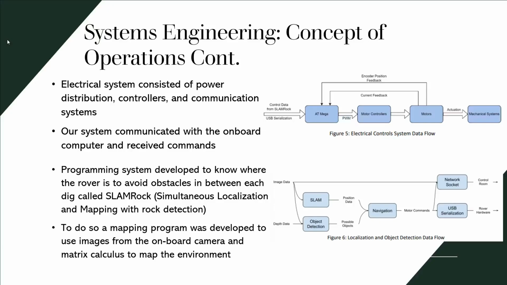The electrical system consisted of power distribution, controllers, and communication systems. Our system communicated with the onboard computer and received commands. Our programming system was developed to know where the rover is to avoid obstacles in between each dig, called SLAM Rock, simultaneous localization and mapping with rock detection. To do so, a mapping program was developed to use images from the onboard camera and matrix calculus to map the environment.